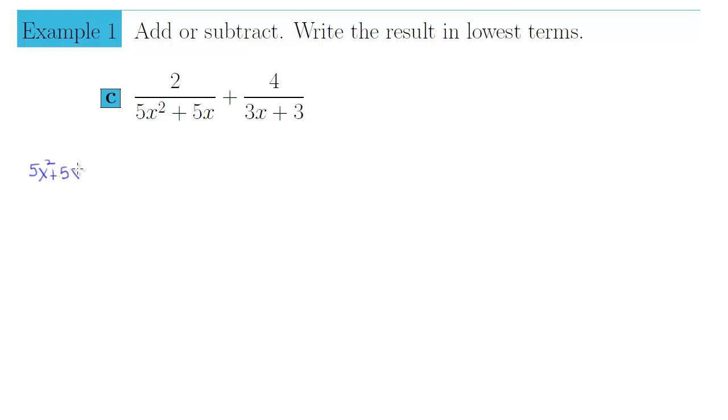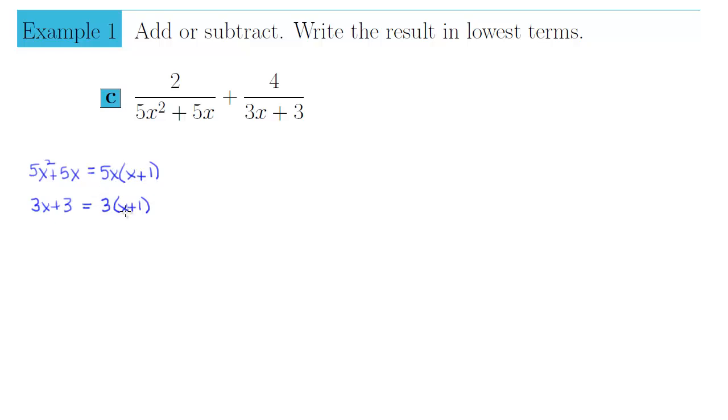Let's factor this out. 5x squared plus 5x is 5x times x plus 1. We achieved that by taking out the greatest common factor of 5x from each term. Let's look at the second denominator, 3x plus 3. We can factor this by taking out the greatest common factor of 3 from each term. So we're left with 3 times x plus 1.